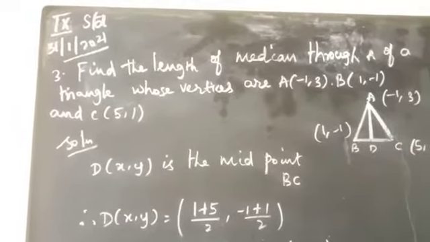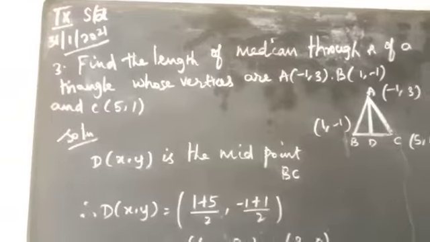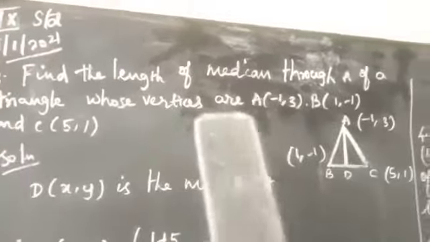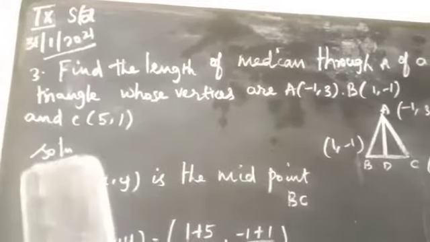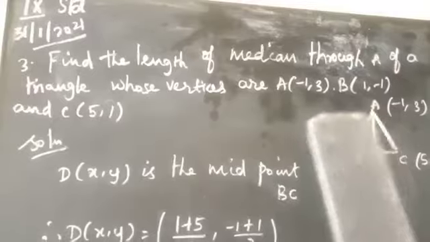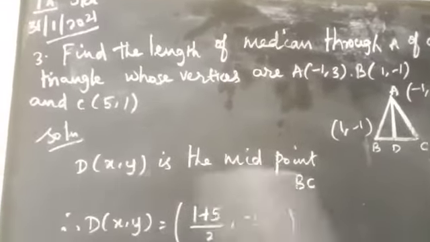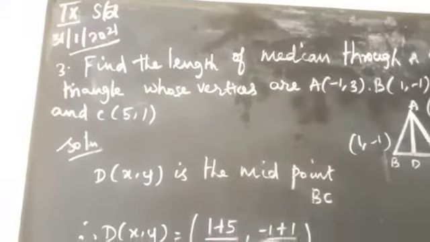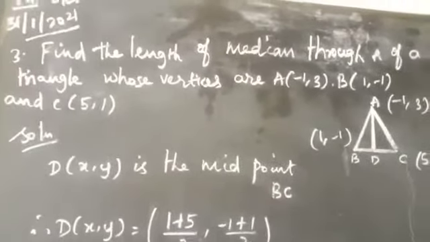Already we completed up to 2 sums in exercise 5.5. Now we see the third sum. Find the length of the median through A of a triangle whose vertices are A(-1, 3), B(1, -1) and C(5, 1). In this sum, we have to find out the length of the median through A.